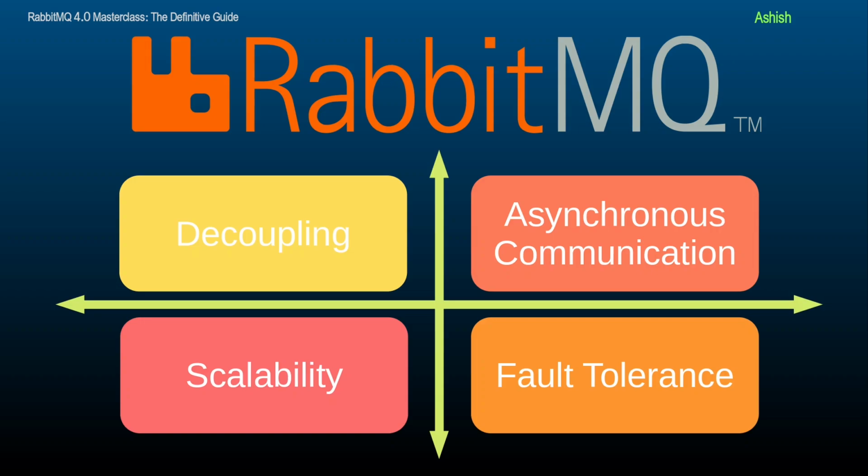In summary, a message broker serves as a middleman that enables asynchronous, reliable, and scalable communication between different parts of a system, making it an essential tool in modern distributed architectures.